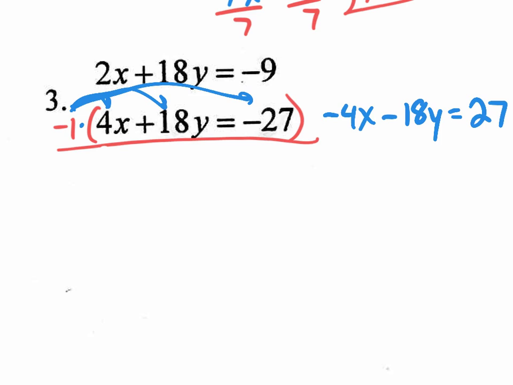Okay. Now the top equation I'm not going to mess with. I'm just going to rewrite it over here. 2x plus 18y equals -9.